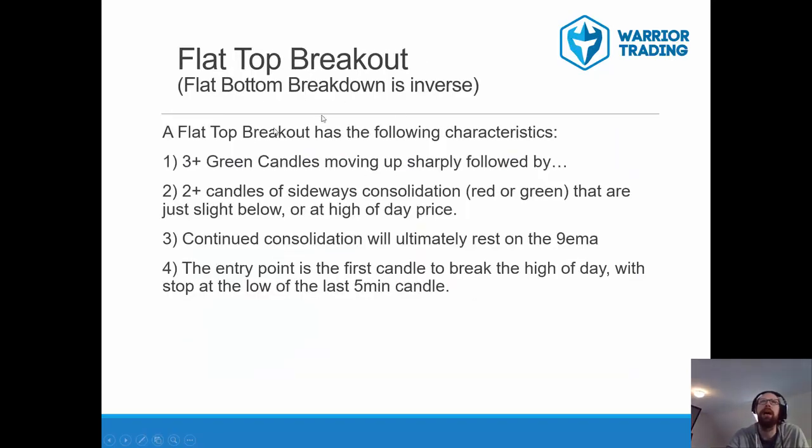So the flat top breakout, and the flat bottom breakdown is the inverse. The flat top breakout has the following characteristics. Usually 3+ candles moving up sharply, just like a bull flag, although sometimes it might just be 1. A couple candles of sideways consolidation that can be red or green, slightly below the high of the squeeze. We want to see continued consolidation that will ultimately rest on the support of the 9 moving average, and the entry point is the first 5-minute candle to break over high of day, knowing that high of day has already been tested once, twice, and 3 times before that.